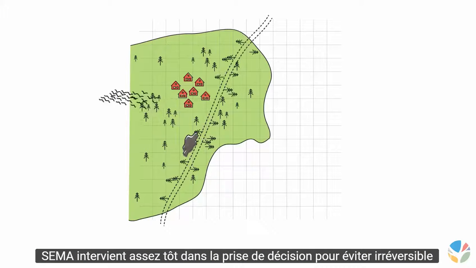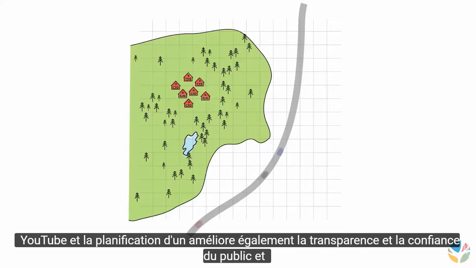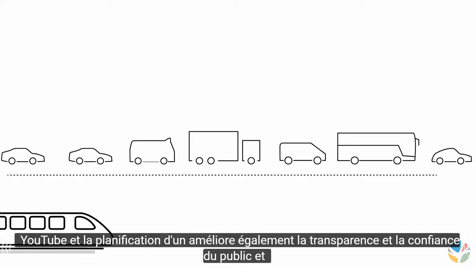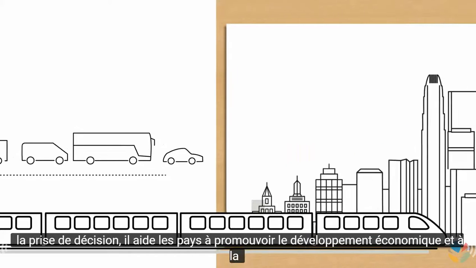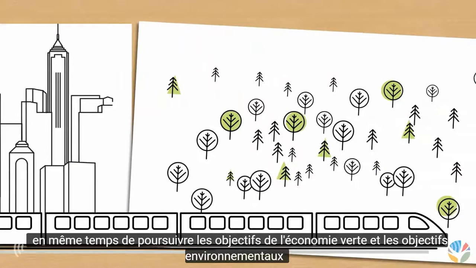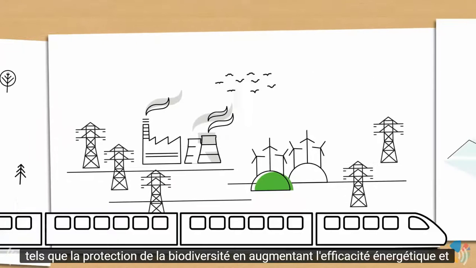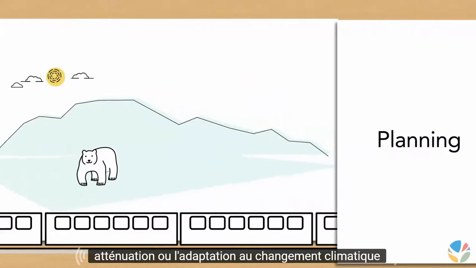SEA intervenes early enough in the decision-making to prevent irreversible effects and costly mistakes due to bad planning. SEA also improves transparency and public trust in decision-making. It helps countries to promote economic development and at the same time to pursue green economy targets and environmental objectives, such as protecting biodiversity, increasing energy efficiency, and mitigating or adapting to climate change.